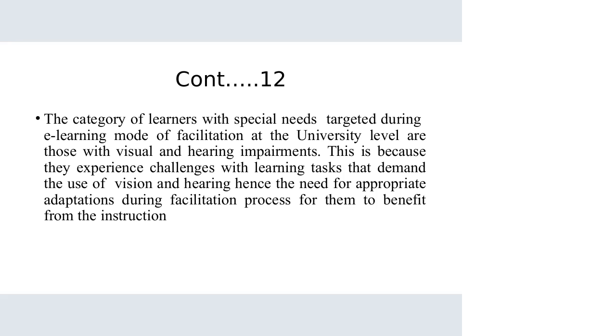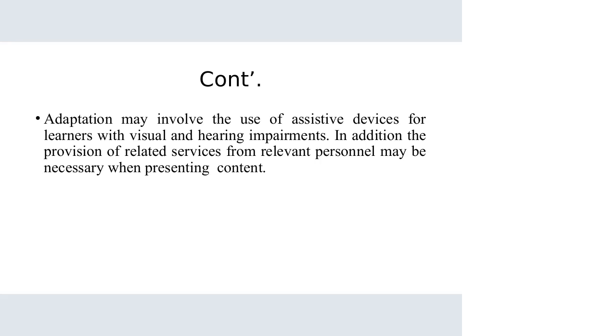Then, the main thing we should do for these groups of learners, we have to adapt the way we present our content. Key is to adapt where we shall involve use of assistive devices for learners with visual and hearing impairments.